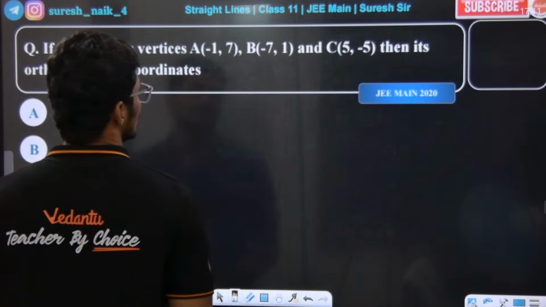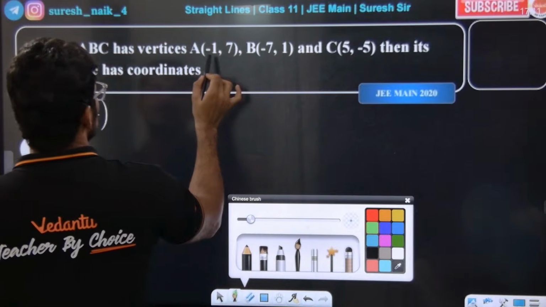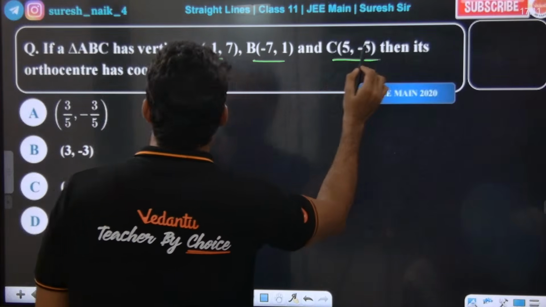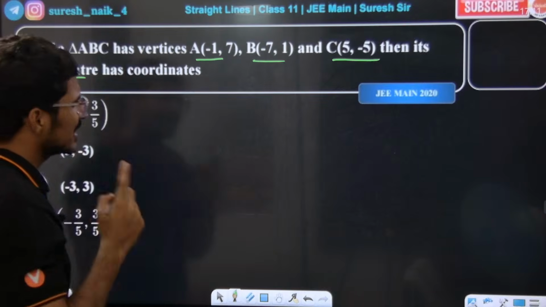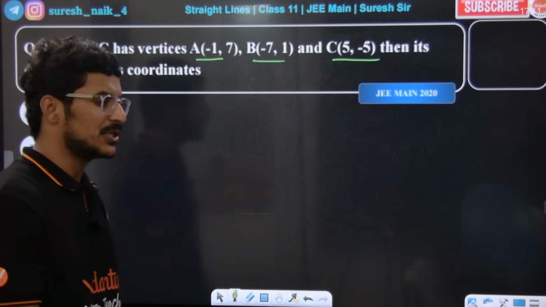Okay, everybody look at the board. In triangle ABC, the vertices are this and this. Then its orthocenter. Guys, how do you find the orthocenter? Orthocenter means what basically? The point of intersection of altitudes.